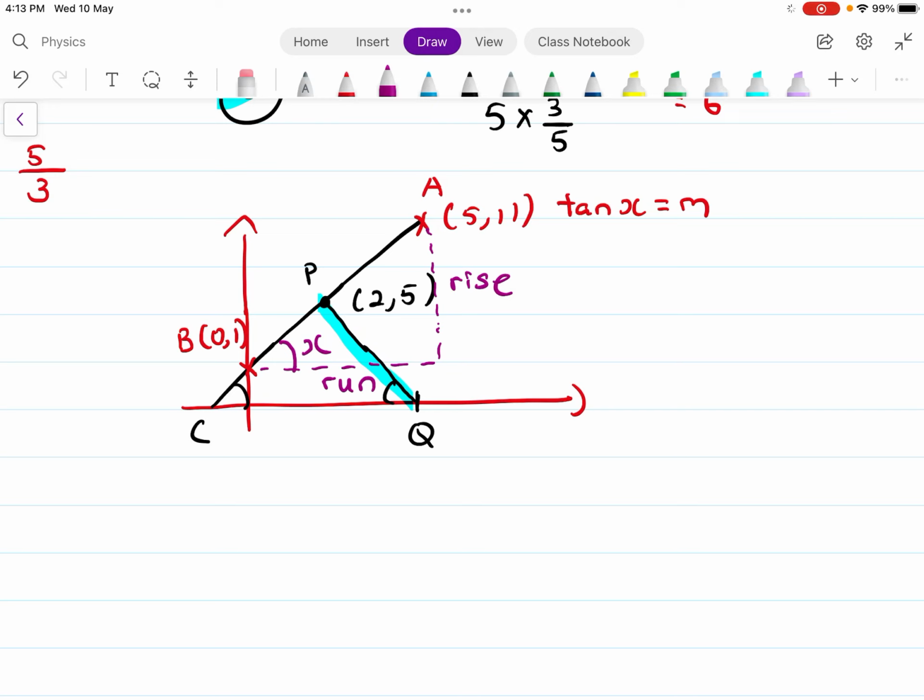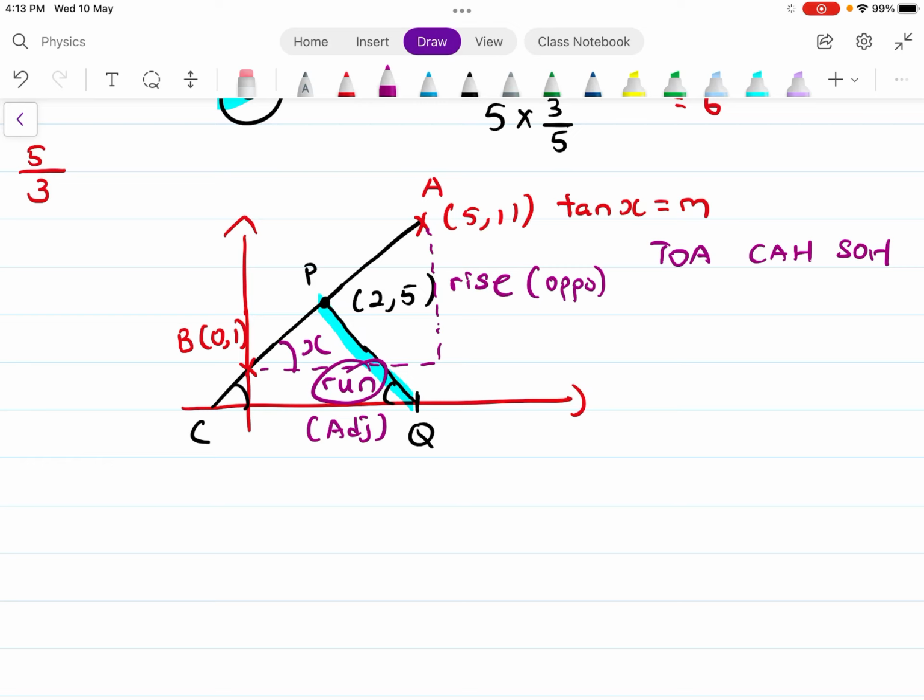Very simple. We know the rule SOH CAH TOA, right? So this side is considered the opposite, and the run is considered your adjacent. If you use opposite divided by adjacent, you get tangent x. So tangent x is equal to opposite, which is the rise, divided by run. In coordinate geometry, rise over run is your gradient. So that's how they derive tangent x equal to gradient.